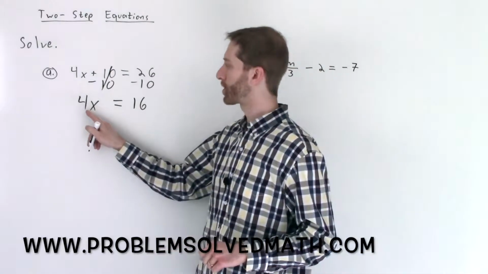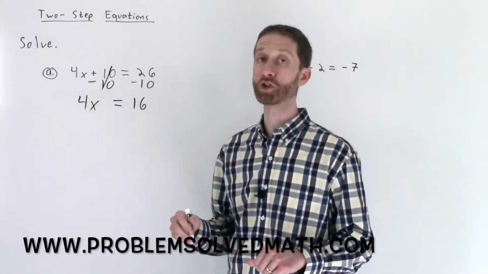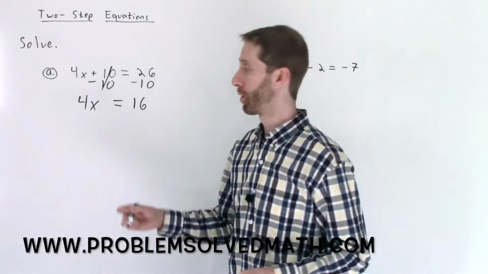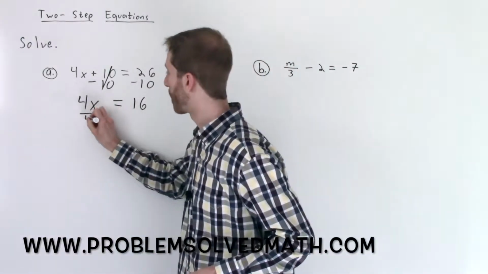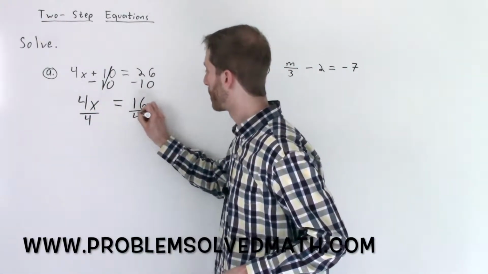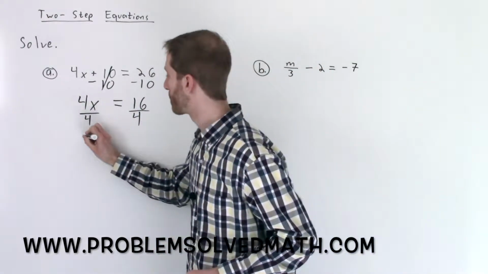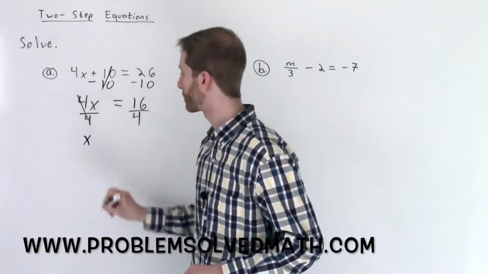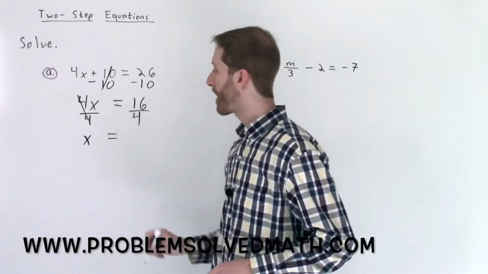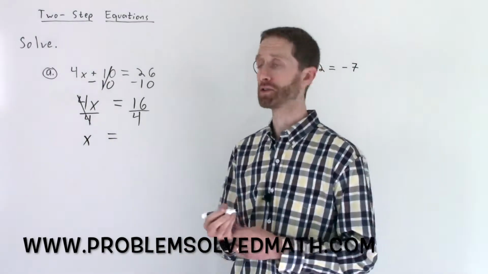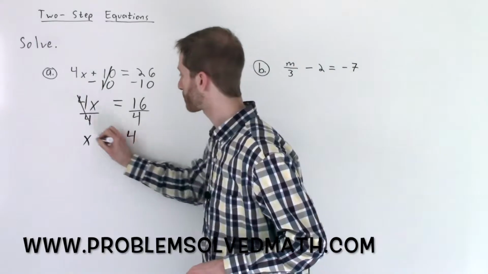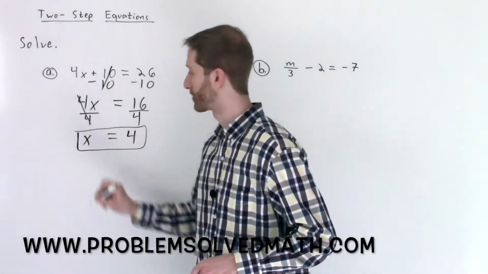Beautiful. Then we now have a 1-step equation remaining, which is sweet. So we want to focus on undoing multiplication by 4, so we divide by 4. So we're going to divide both sides by 4, like so. Focus first on undoing that side. 4 divided by 4 is 1. So we're left with x, 1 times x, or x. And then 16 divided by 4. Now focus on simplifying that. That is 4. And that right there is our answer.